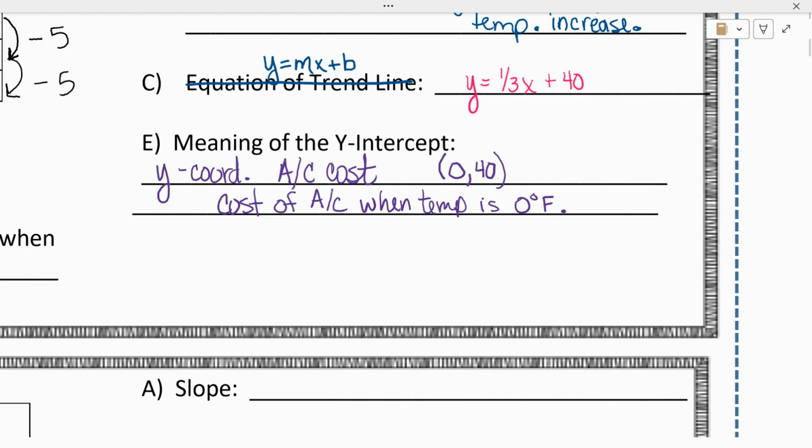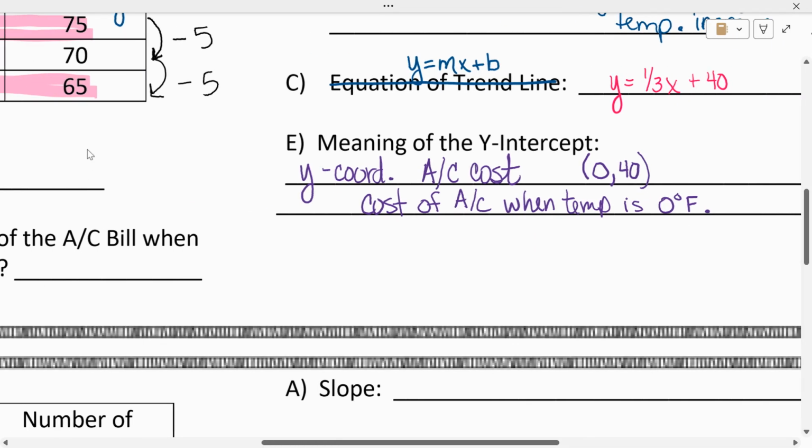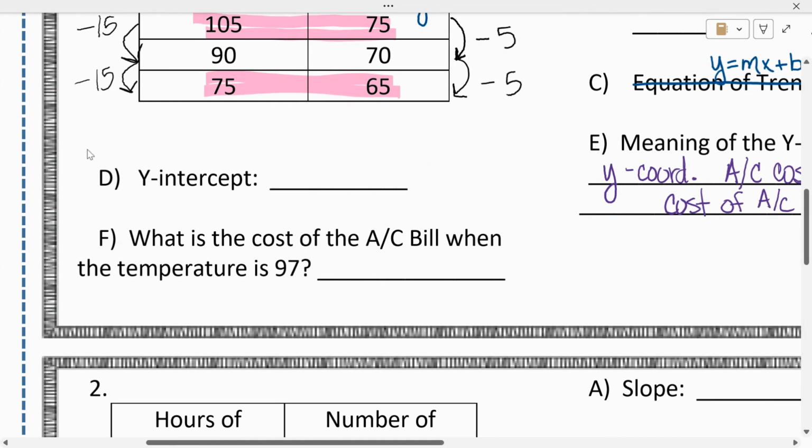It's kind of like that set fee, that initial fee. Okay? Maybe it's like an AC and heat unit? Yeah, it probably is an AC and heat unit. I would completely agree with that. Question D over here says, what is the y-intercept? Well, we calculated that. We knew that b was 40. We found that on the back, and I'm also going to write it as an ordered pair, 0, 40.